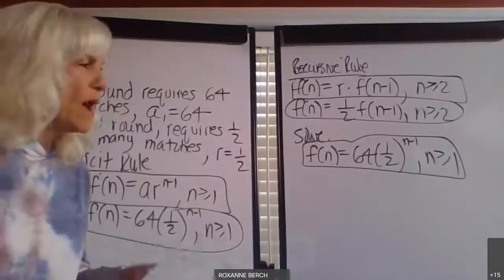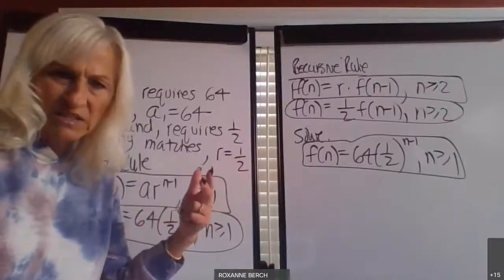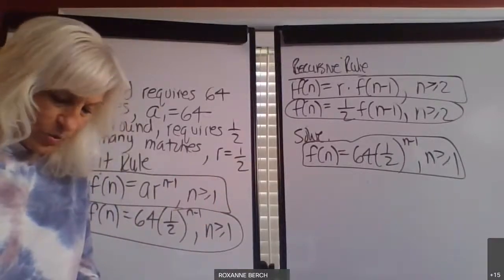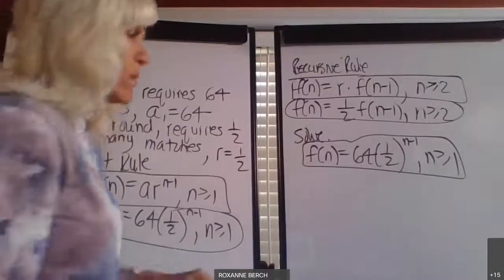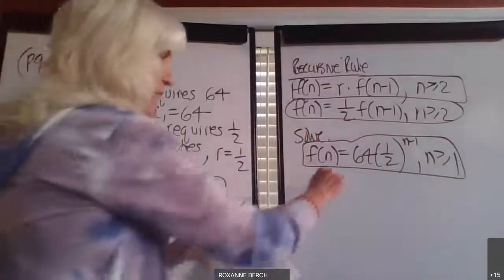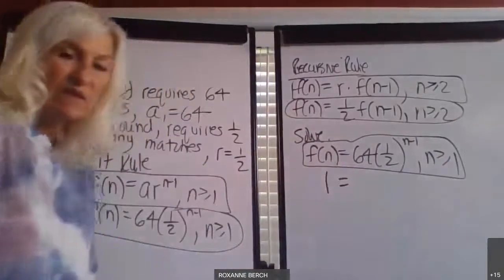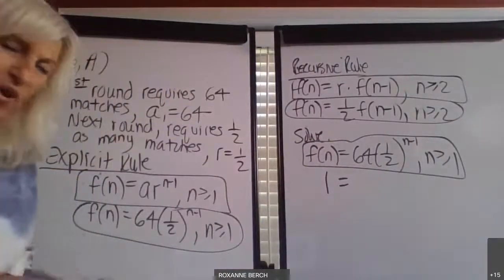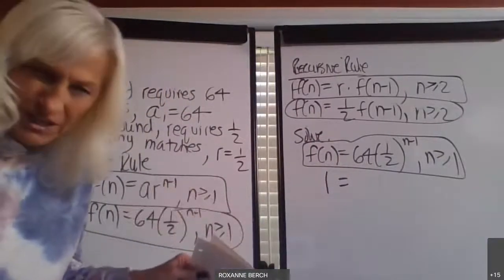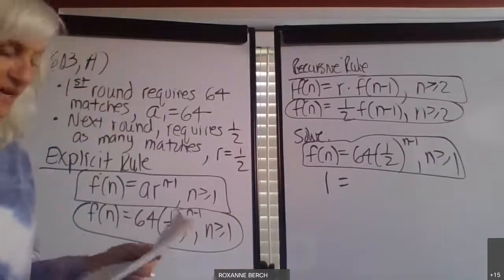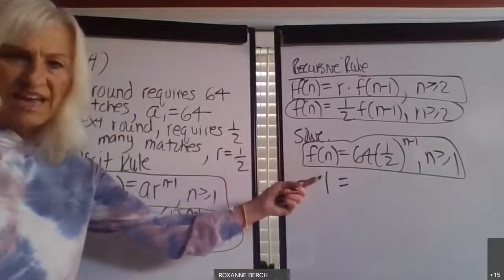So we don't want n to be 1. The final round will have one match. So what we want to do is take out f of n and put 1 in its place. We're not putting 1 in for n, the position. We want to go down to the final match.